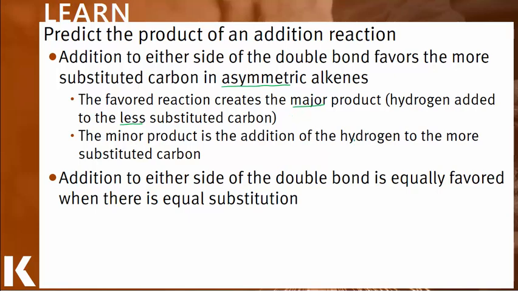In the minor product, hydrogen will add to the more substituted carbon, leading to the nucleophile adding to the less substituted carbon. If we have equal substitution on the double bond, we won't really have a major or a minor product. We'd have equal addition in both products. So let's take a look at an example.